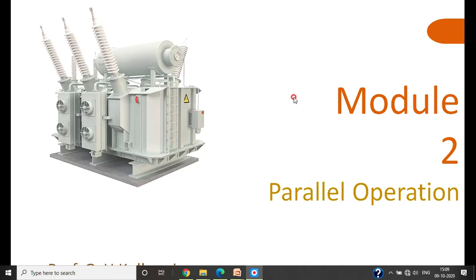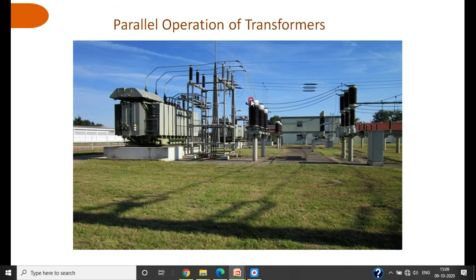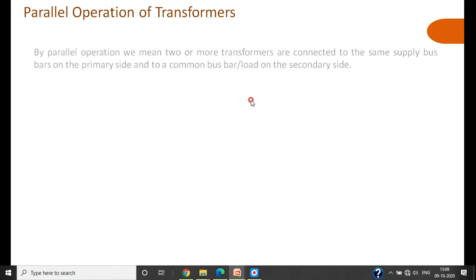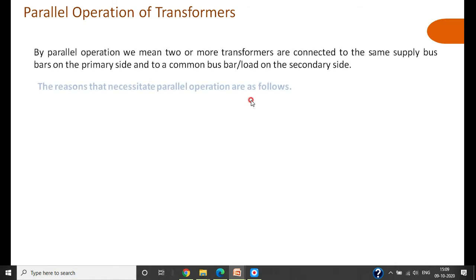Parallel operation of transformers. Yesterday we saw the necessity of parallel operation and the conditions for connecting two or more transformers in parallel. That is, the primary windings are connected across the source bus, and the secondary side is connected to the load bus.